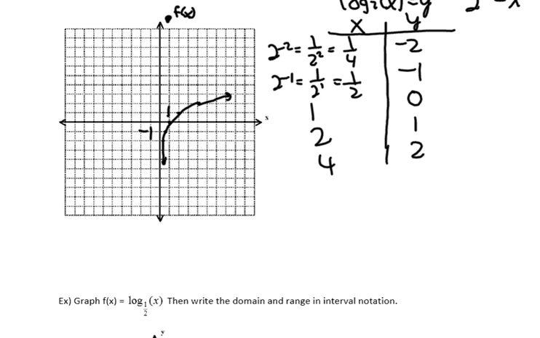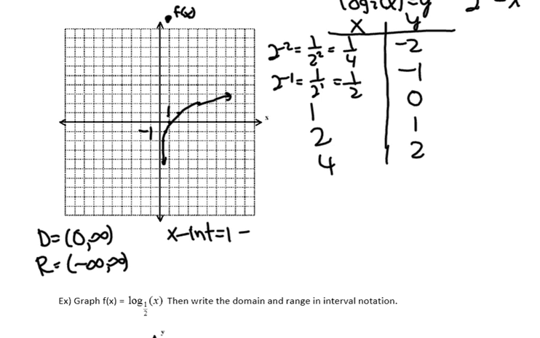What do we know? We know for sure the domain is 0 to infinity, and the range is all real numbers. Now, what else can we determine from this? We know the x-intercept is 1, which is the same thing as (1, 0). There's no y-intercept. We know because of that there's a vertical asymptote at x equals 0.